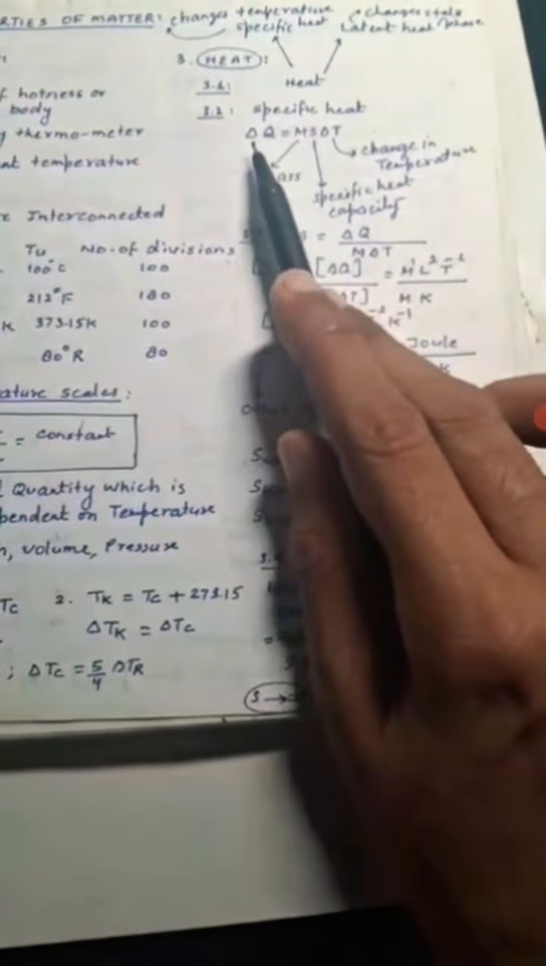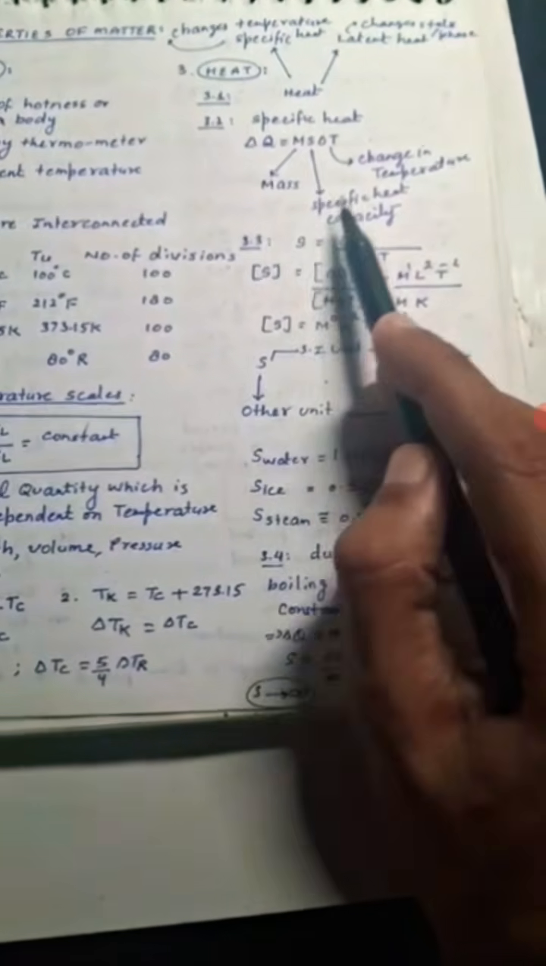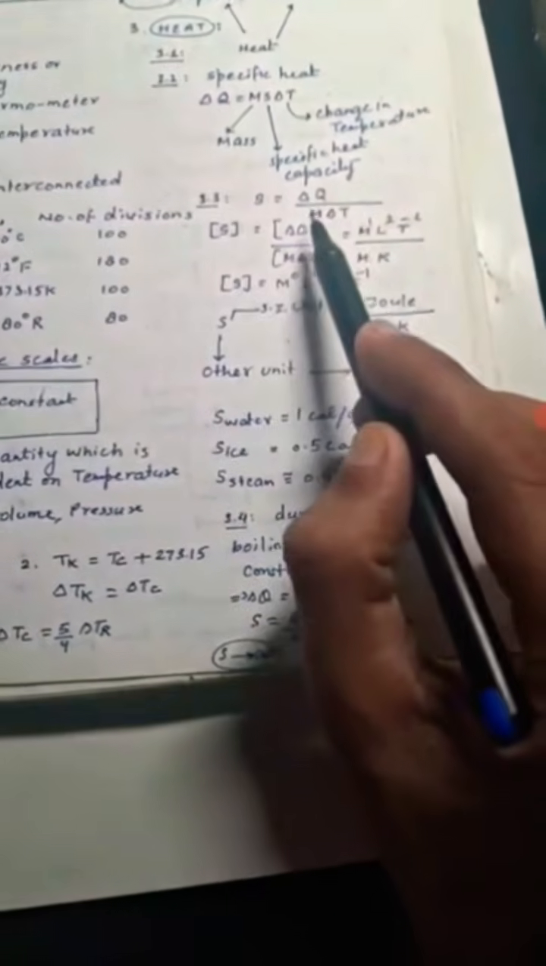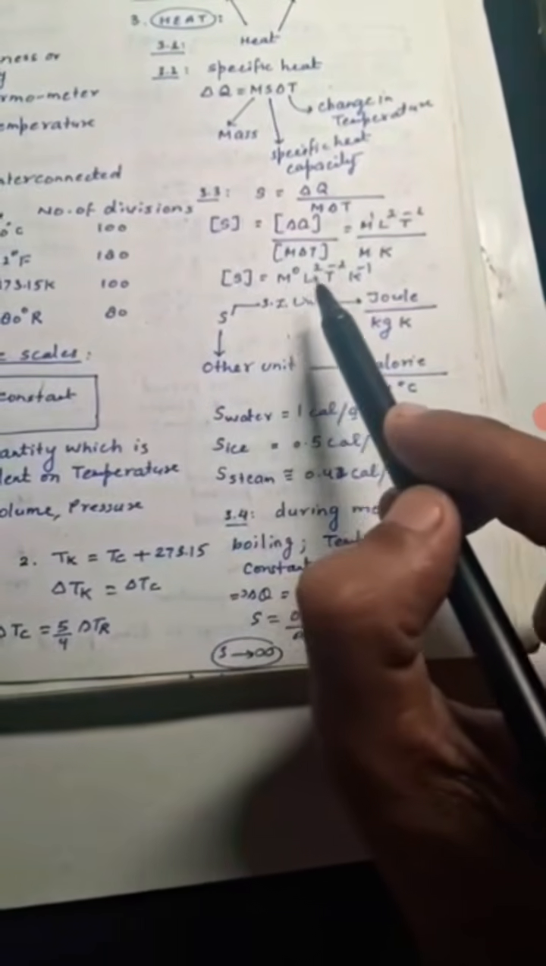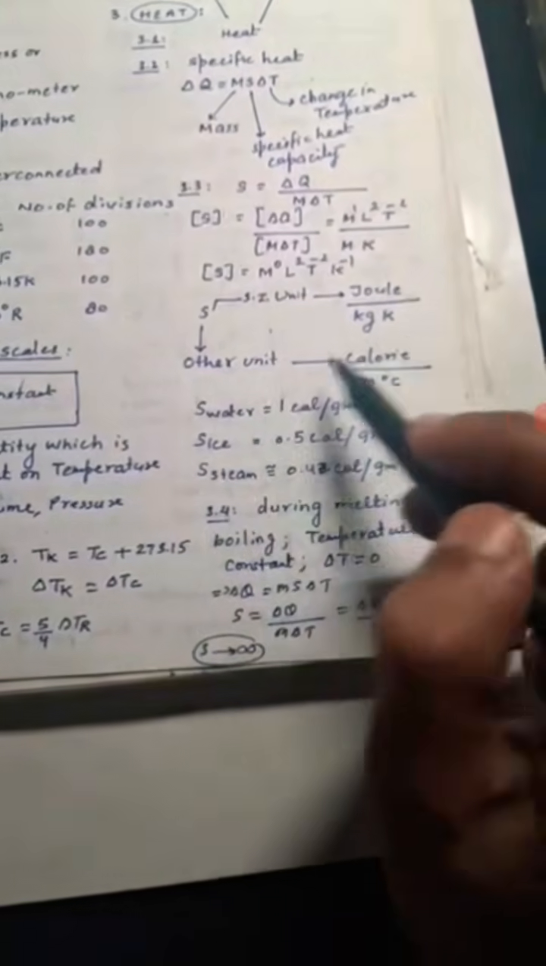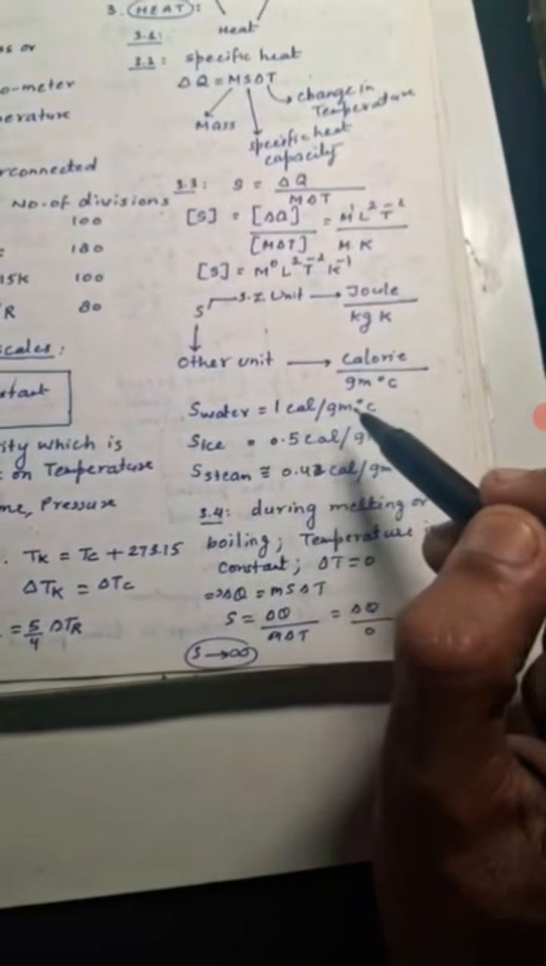So specific heat is given by delta Q is equal to m s delta T. M is mass of the body, S is called specific heat capacity, and delta T is the change in temperature. So from here we can analyze the dimensions of S as M0 L2 T minus 2 Kelvin minus 1. SI unit as joule per kg Kelvin, other unit as calorie per gram degree centigrade. Specific heat of water is 1 calorie per gram per degree centigrade.